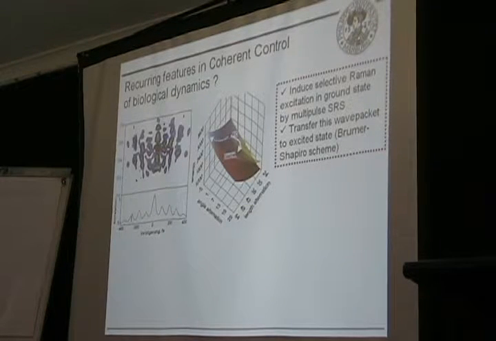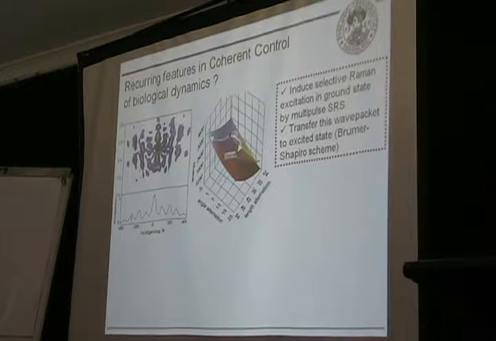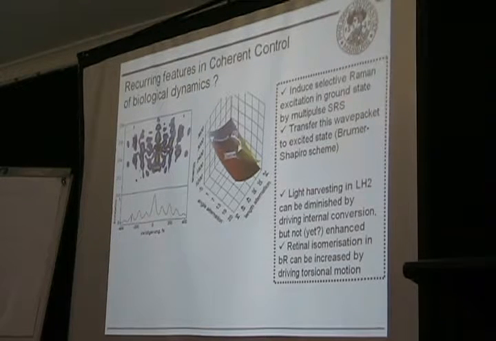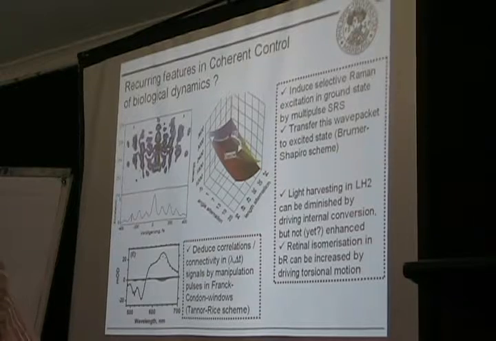So, summing up, we have seen that we do selective Raman excitation in the ground state and transfer this wave to excited states, where it either goes into conical intersections of internal conversion in LH2, or if you look at the retinol work, into isomerization. We could only diminish the natural function, not enhance it. They could enhance both and diminish. And you can also look at correlations or connectivity in multi-dimensional states by using Franck-Condon windows for manipulation with third pulses. And that's it. Thank you.